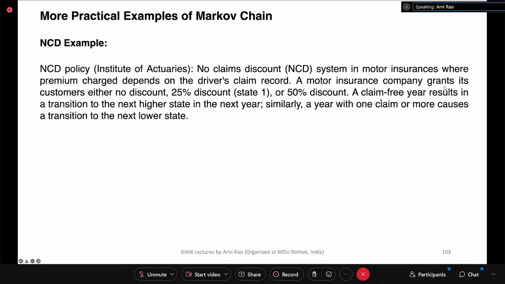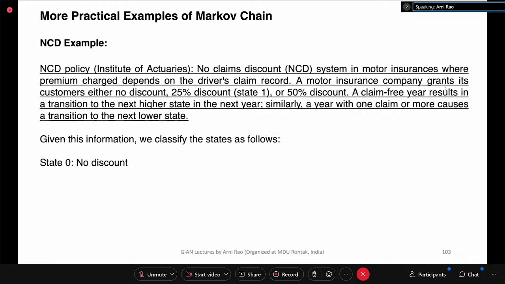Any individual who is claim free in the current year goes to a higher, better state with more discount the next year, and more discount the year after. This is the kind of data. And as the stochastic modeler, the idea is to classify the data accordingly. So state zero is no discount, state one is 25% discount, state two is 50% discount, and so on.